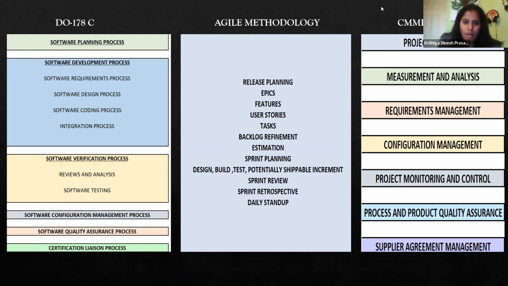And the center one is the agile methodology. Here we have release planning, epics, features, user stories, tasks if required. Then we have backlog refinement, estimation, sprint planning. And once we start the sprint, it will be design, build, test. And then we should come up with a potentially shippable increment. And then sprint review, retrospective. And then we go about our daily stand-ups. So this is just a pictorial representation of what the processes are in these and what the methodologies in Agile are that we follow.